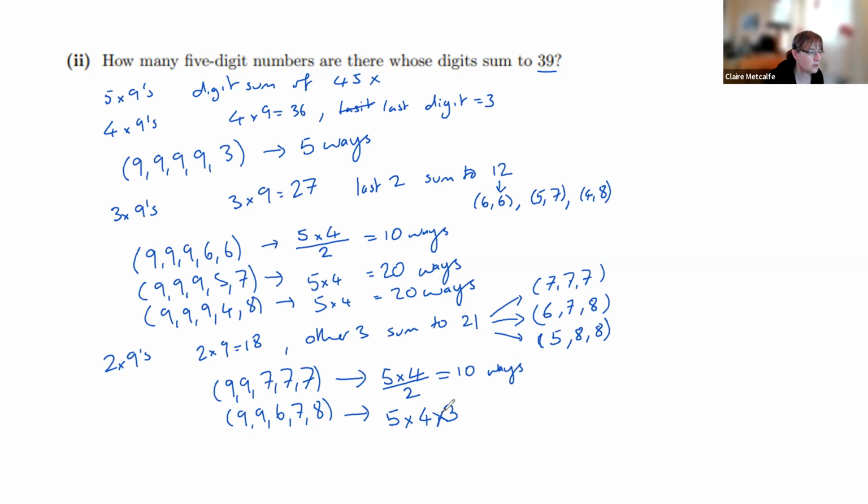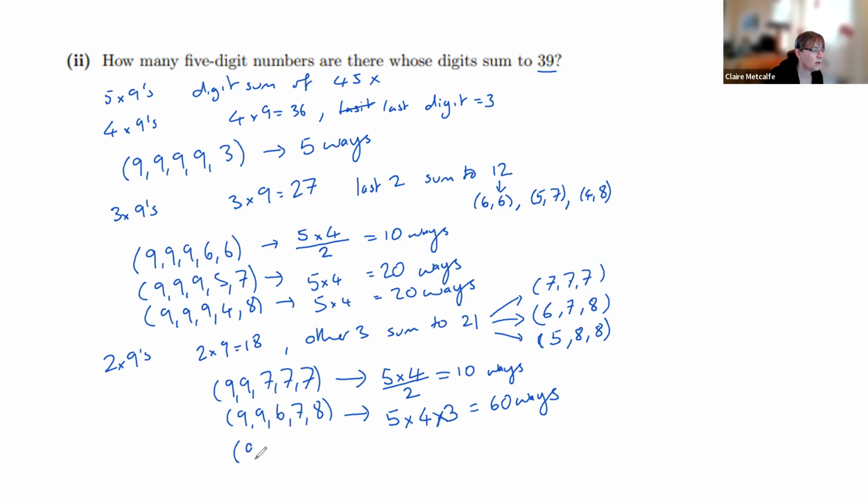Nothing has been duplicated because it was a 6, a 7, and 8, so I don't need to divide. So that gives me 5 times 4, which is 20 times 3, which is 60 ways. There are different methods you can use for this. I'm just using one way of counting.